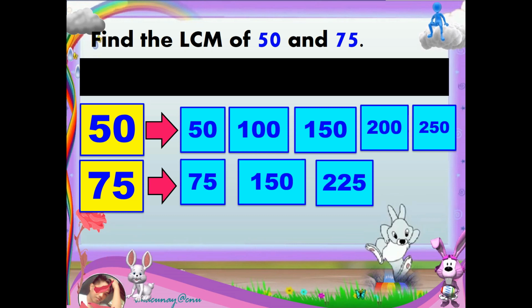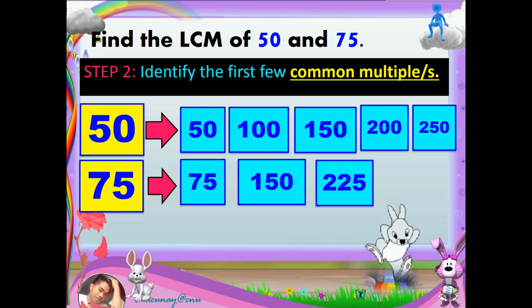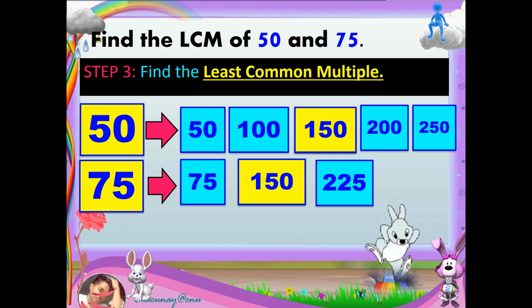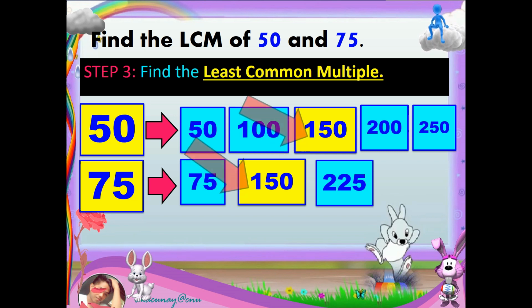So by looking at the multiples of 50 and 75, we can see that number 150 is the first common multiple of our given pair, and automatically the first common multiple is our least common multiple, so automatically our LCM is of course 150.